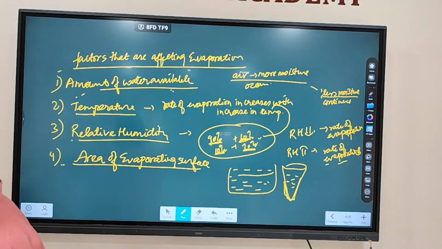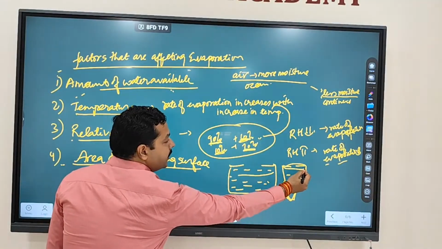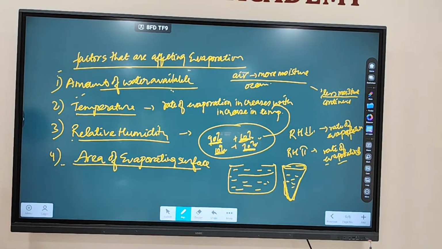Larger one. Why? Because area is more. Here, what is happening? Area is less. So if area of evaporating surface is less, then what will happen? You see, it will take more time to cool down, less evaporation is going to take place. If area of evaporating surface is more, then what will happen? Easier it is going to be.